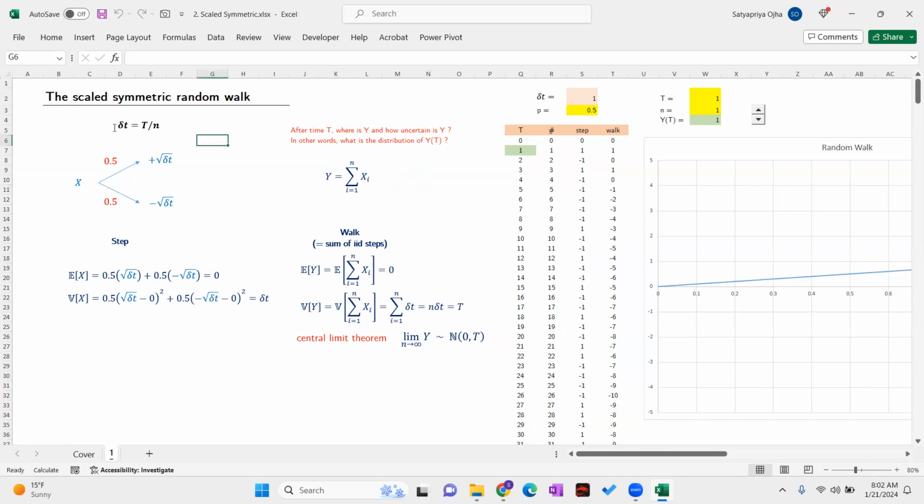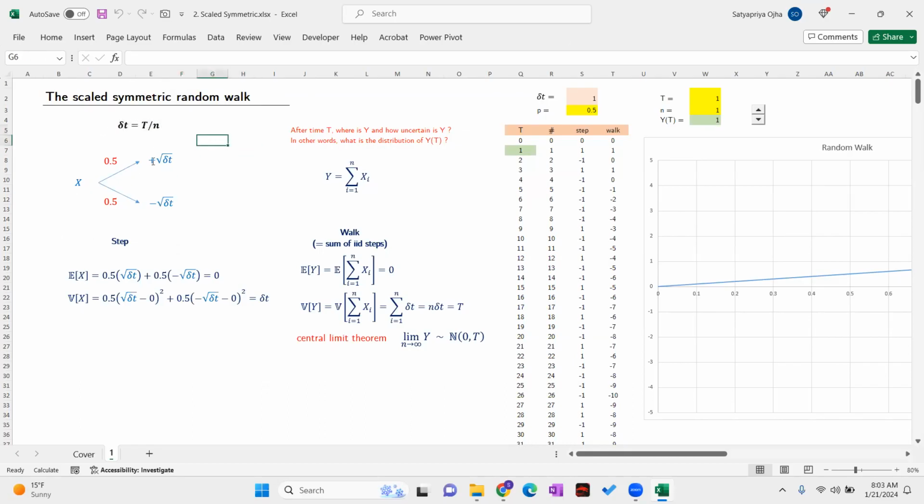First things first, I know that the total time of evolution is capital T. So let me divide that time capital T by n number of steps. So T by n is delta T. Delta T becomes the duration of a step. Each step takes time delta T, so n steps will take time capital T. That is what I want. The entire walk is for time capital T, each step is for time delta T, and delta T is capital T divided by n. That is the first thing.